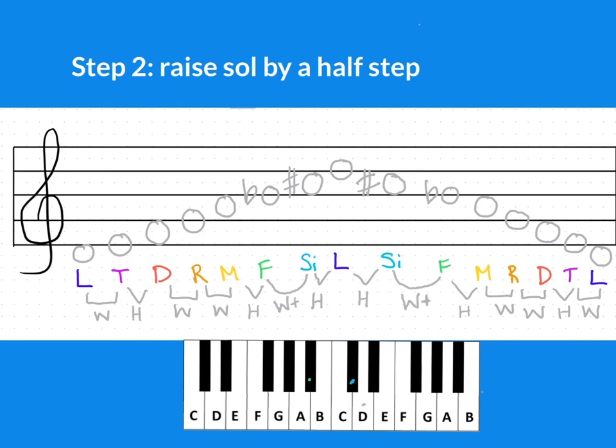Let's go ahead and sing that. Here's la, ti, do, re, mi, fa, si, la, si, fa, mi, re, do, ti, la. So that's our harmonic minor scale. A good way to spot these visually is actually the half step between C and la that happens both on the way up and the way down.